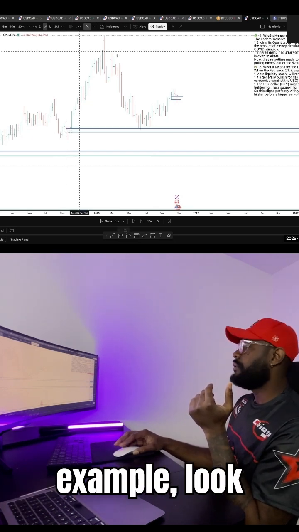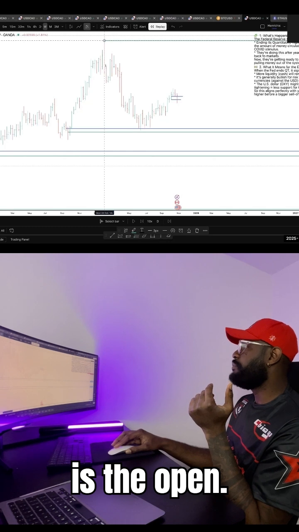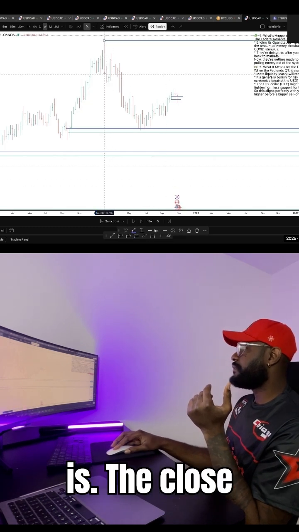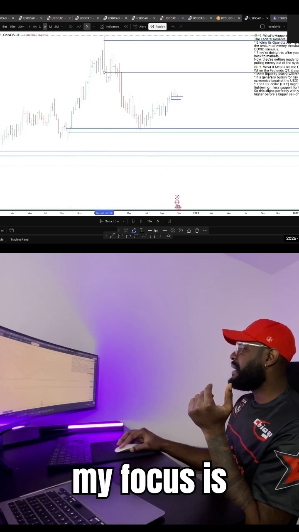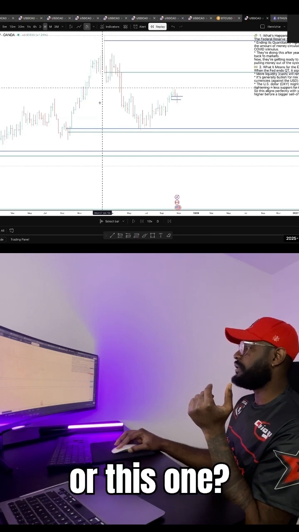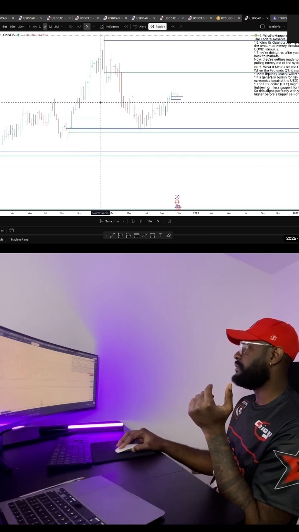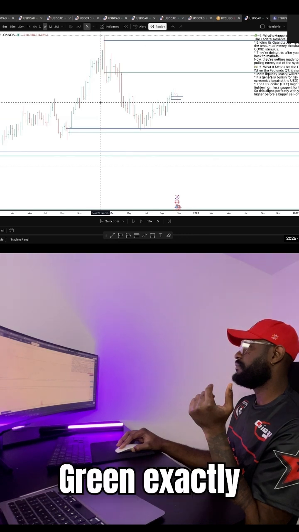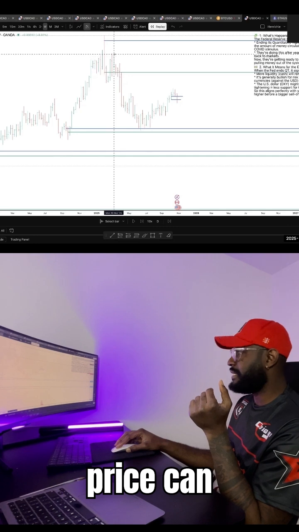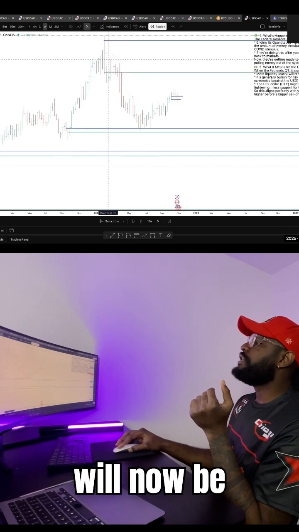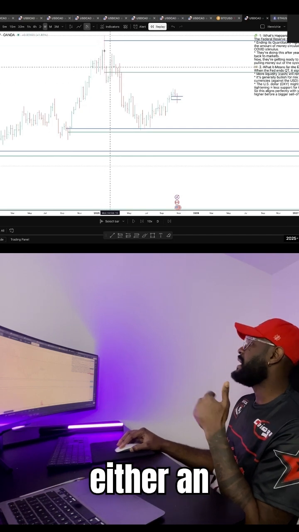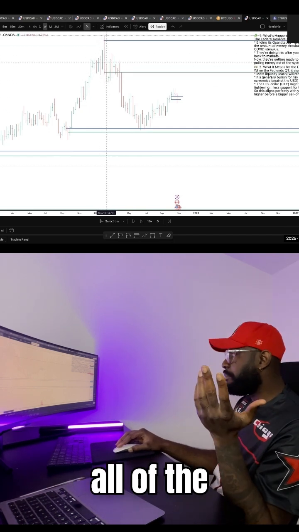Another example, look at this reversal. This is the open. And then this is the close. My focus is going to be on, which one is my focus going to be on? This one or this one? Blue or green? Green. Exactly, because this is the one that is closer to price action that price can easily mitigate. So I'll now be looking for points of interest around this close that price can mitigate, either an inefficiency, liquidity, or all of the above.